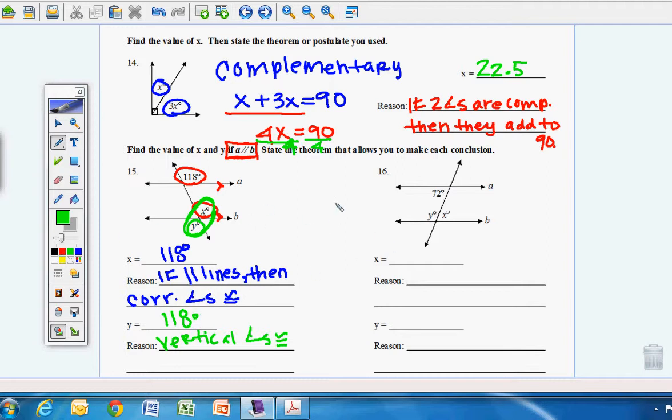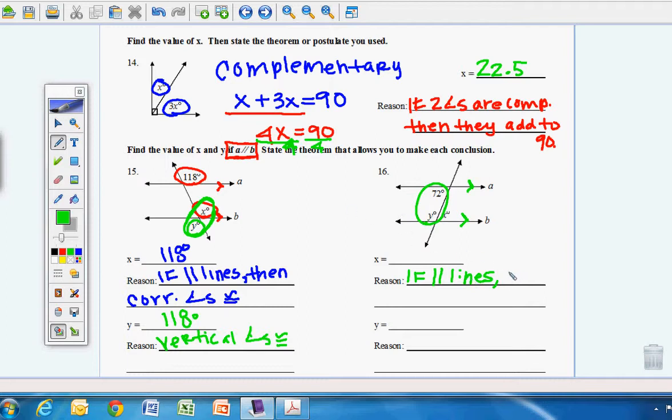All right, let's move on to number 16. Again, A and B are parallel. I know A and B are parallel. If they are parallel, if I have parallel lines, what do I know? So I know right away, I'm going to start with if parallel lines, then what can I conclude? Okay, so I'm looking at, we have angle 72 and y. Well, what is this kind of special angle here? Okay, those are consecutive interior angles.